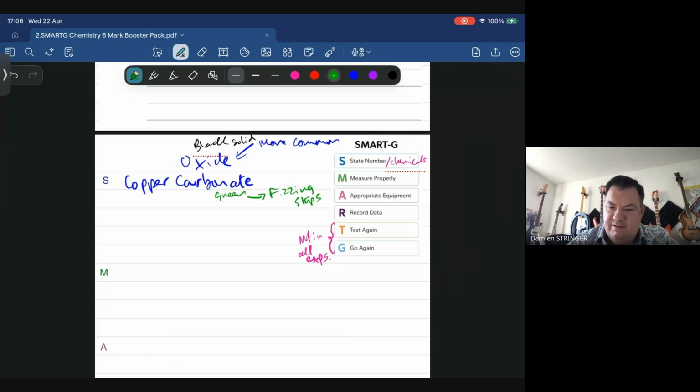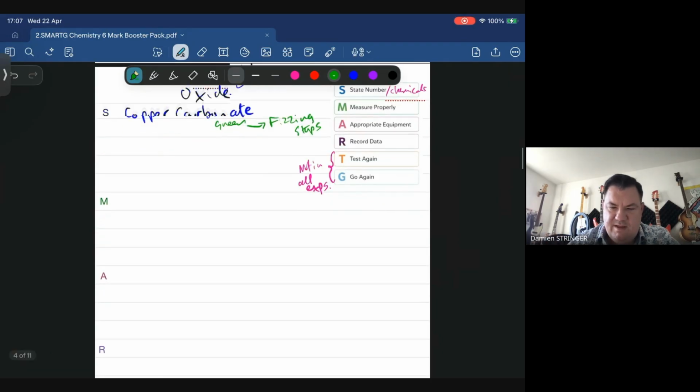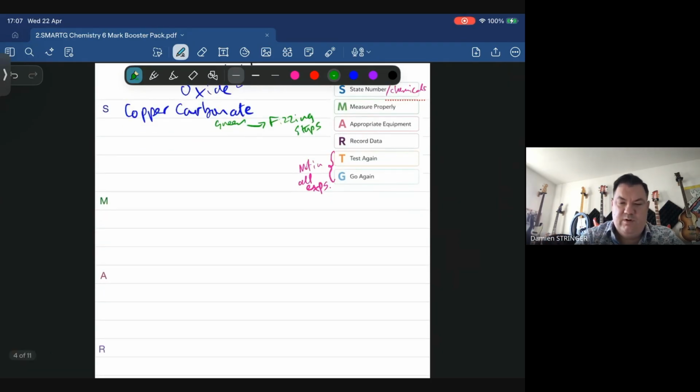Measure properly. So I always think measure, method. So what am I going to do for my measuring and method? So I would probably want, say, 50 centimeter cubed of, oh, I forgot one of my chemicals, didn't I? Sulfuric acid.